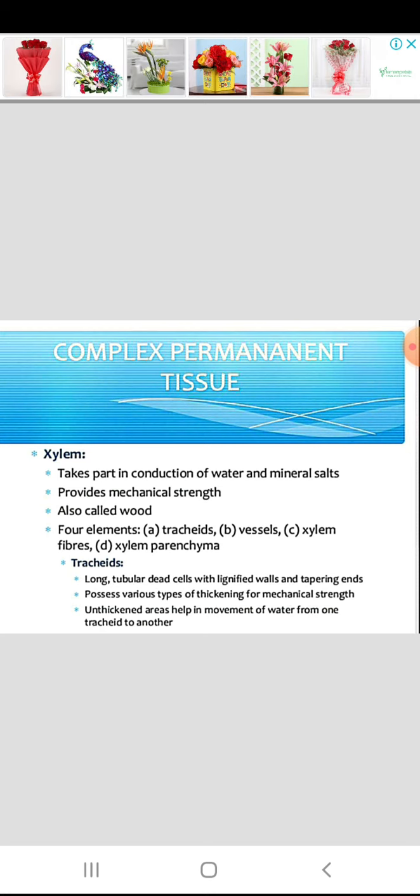Students, these are elongated, tubular and dead cells. The ends are oblique and tapering. So they are long tubular dead cells with lignified walls and tapering ends, possessing various types of thickening for mechanical strength. Unthickened areas help in movement of water from one tracheid to another.